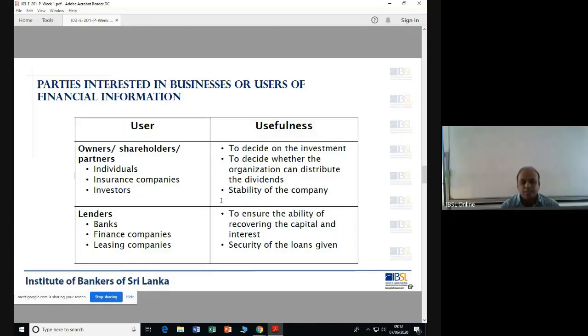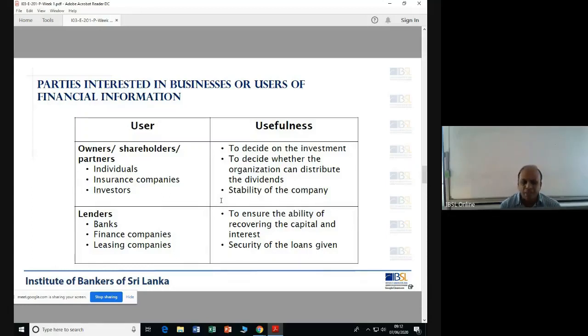Security is another term that we are going to make use of during our course. So what is security? Security means the collateral that is going to be given by the customer. Say for example, you give a housing loan to a customer. So you take a mortgage over the property for which you are giving the loan. So the property that you are taking as mortgage is called the collateral or the security.